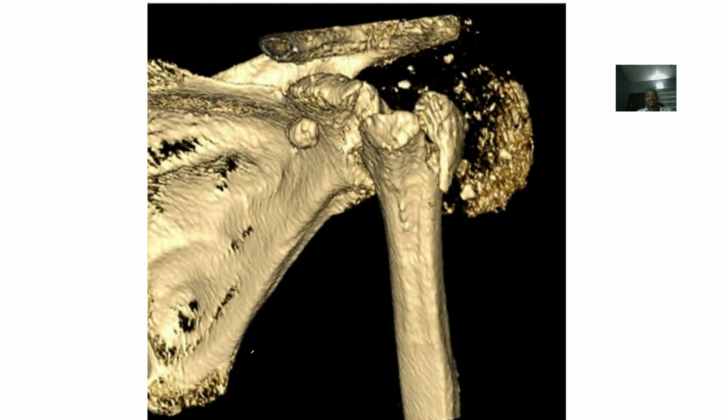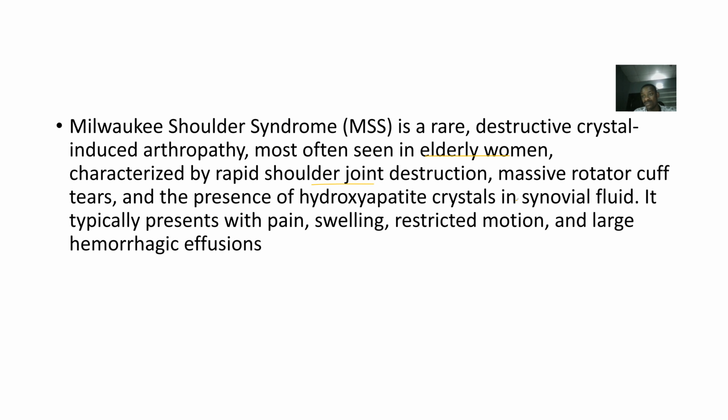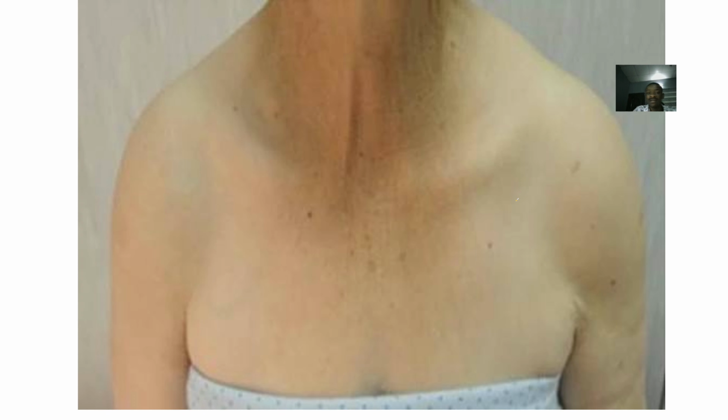Okay, so this is what we got. Okay, so this is a summary of what the Milwaukee syndrome is. You know, so clinical importance is usually misdiagnosed. Some people can say it is septic arthritis, some people could say it's osteoarthritis. But the hallmark is rapid joint destruction. You know, so awareness is crucial and it is rare. Okay, but mostly affects elderly women. Okay, you can see how the shoulder here is destroyed to a large extent.